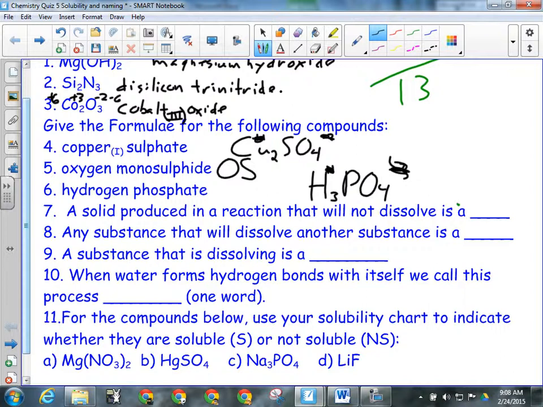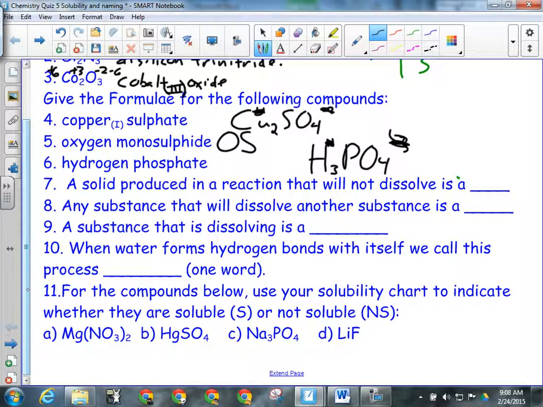Okay, for the fill in the blank parts here. A solid produced in a reaction that will not dissolve is a what? Precipitate. All right, any substance that will dissolve another substance, so it's doing the dissolving, that is a solvent. Okay, and the substance that is dissolving is the solute.